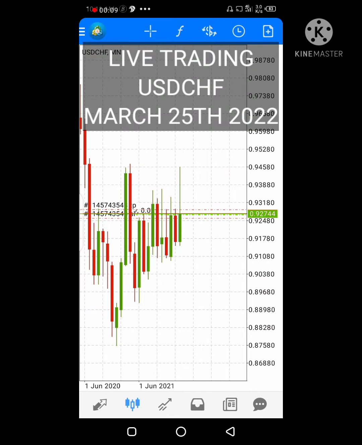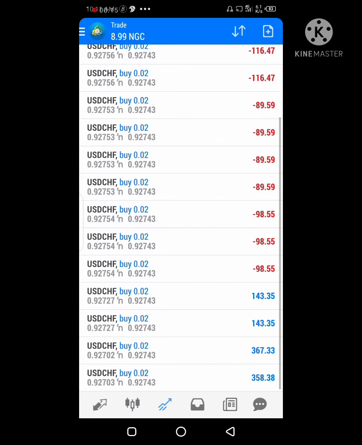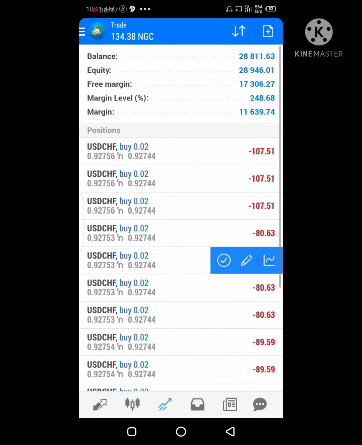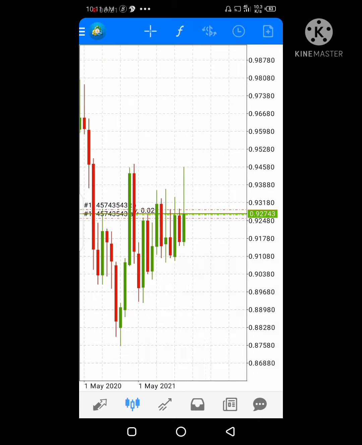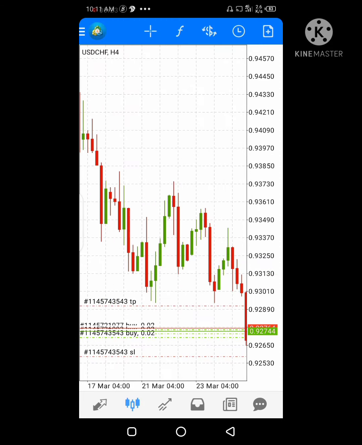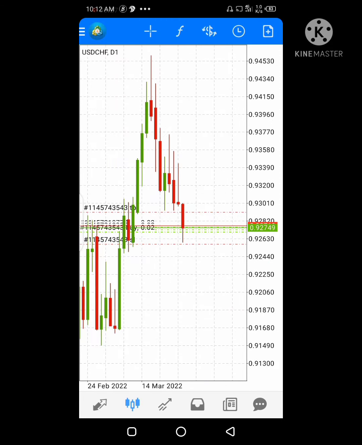Good day, traders. Today I'm going to be trading the USD Swiss franc, and I'm on a buy trade for it. The reason I entered a buy for this particular trade is because if you go to the daily time frame, this is an entry based on a supply and demand zone.